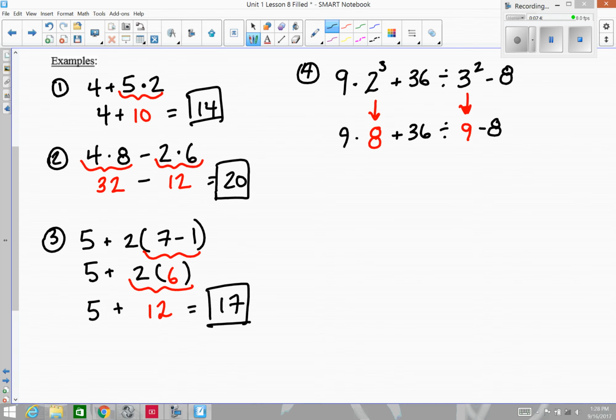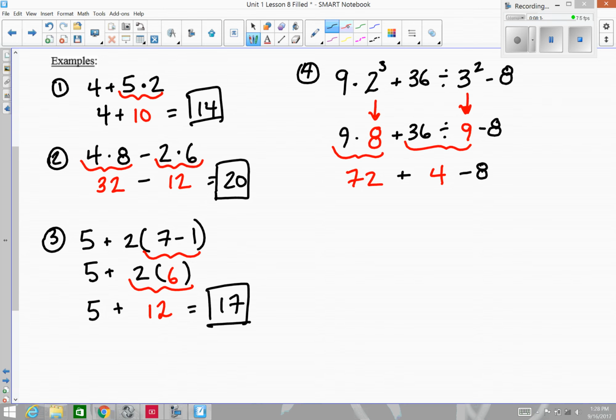Now I'm looking for any multiplication and division. I have a multiplication in 9 times 8, a division in 36 divided by 9. I want to do these in order going from left to right. So 9 times 8 is 72. 36 divided by 9 is 4. And I'm going to bring down everything else, which is an addition operation and a subtraction of 8.